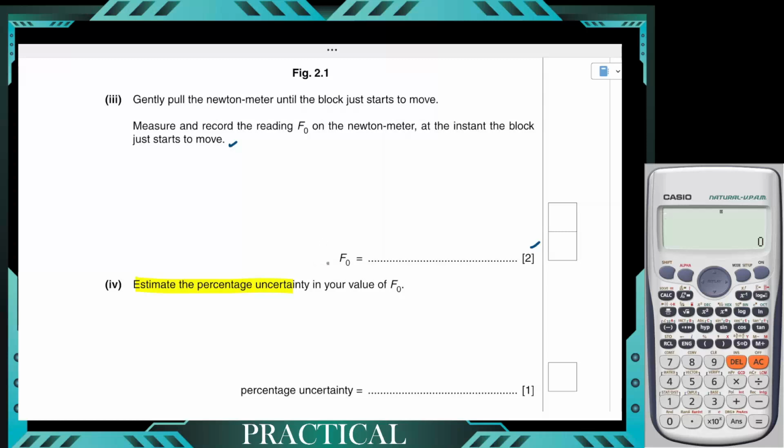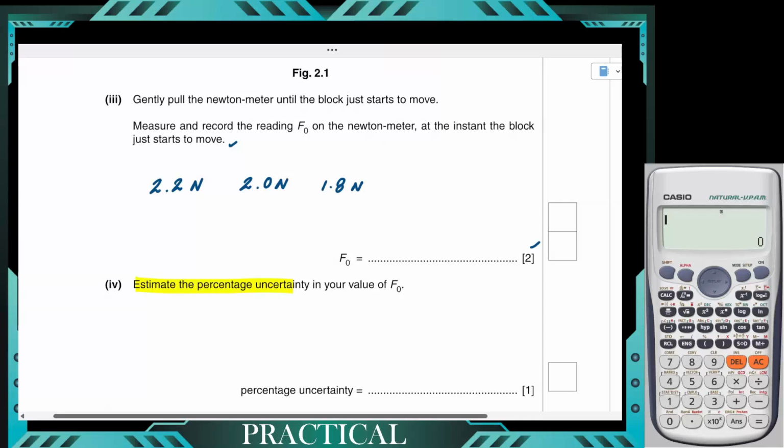For example, in this question they ask you for the force which is needed to just make the block move. So what do you do? Take the first reading of force. Let's say the first reading was 2.2 newtons. Then you take another reading, because you cannot be really sure about that. So let's say we take another reading and then we can take another one, but at least you have to take 2 readings. 2 would be fine.